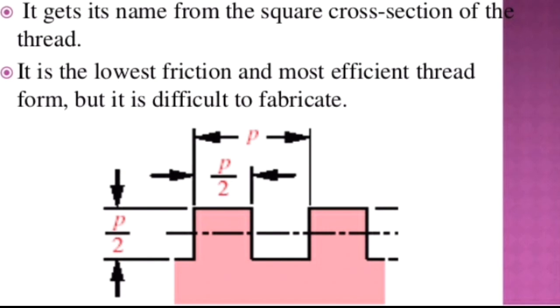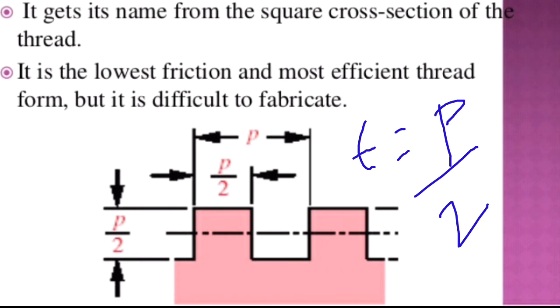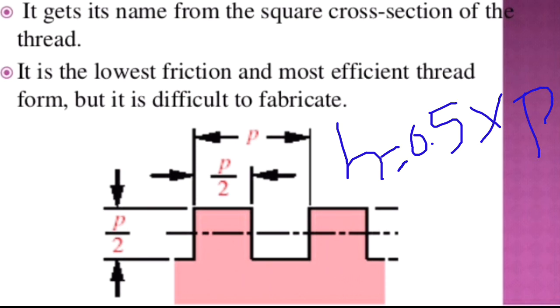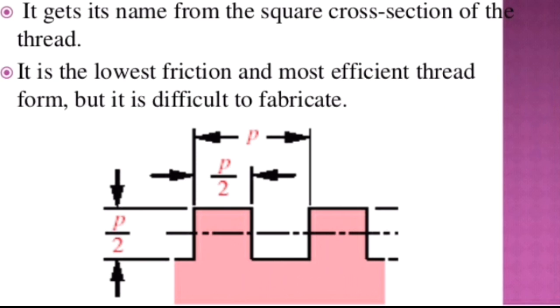From this diagram, we are going to learn how to consider the proper dimensions of a square thread. The distance between two consecutive threads, from one starting point to the starting point of the next thread, is called the pitch. Next, the thickness of the thread is half of the pitch. And finally, the height of the thread is 0.5 times the pitch. So this is about the square thread.